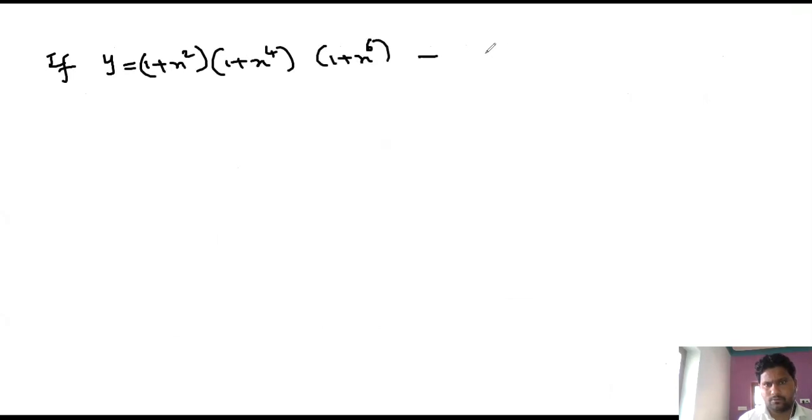Next, if y equal to 1 plus x squared, 1 plus x to the 4, 1 plus x to the 6, up to 1 plus x to the 100, at x equals 0, find dy by dx. Find dy by dx at x equal to 0.